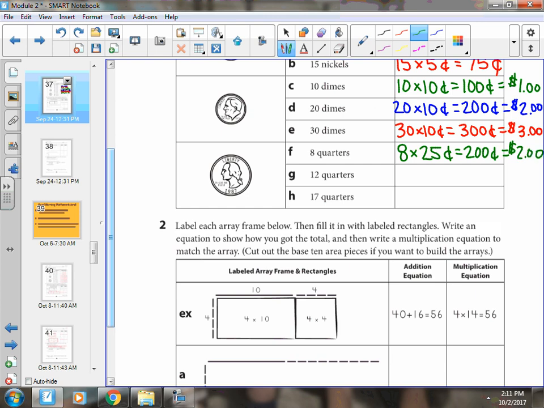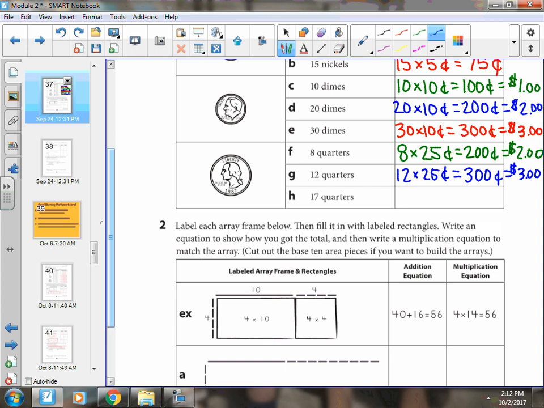12 quarters. 12 quarters times 25 cents each. If 4 quarters is $1, 8 quarters is $2, another 4 would be 12. 12 quarters is $3. So 300 cents or $3.